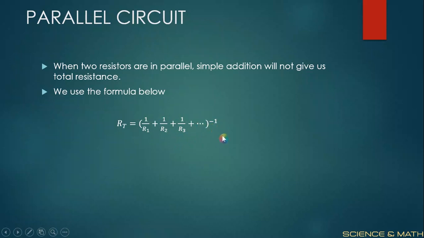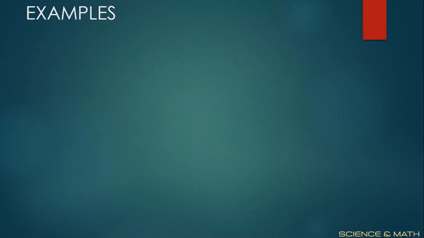So that means if you have six resistors in parallel to each other, you're going to have these numbers up to R6. If you have 3 resistors, that means you're going to have 1 up to R3, and then all of it you're going to raise it to the power -1. I think we should do some examples there.